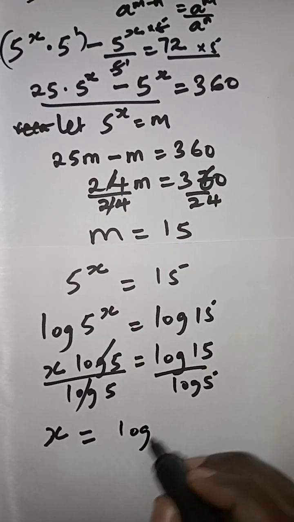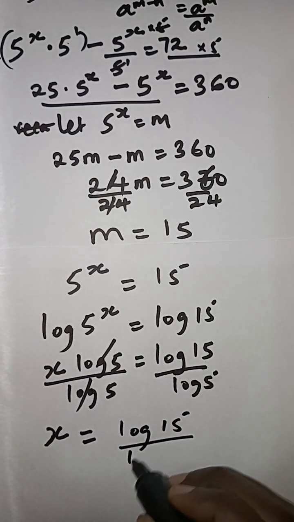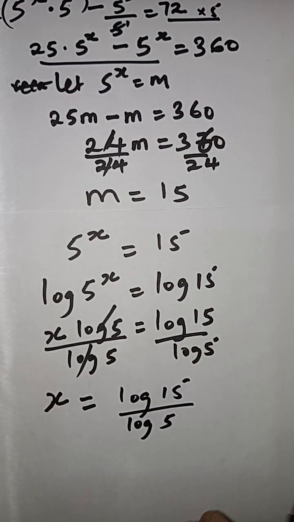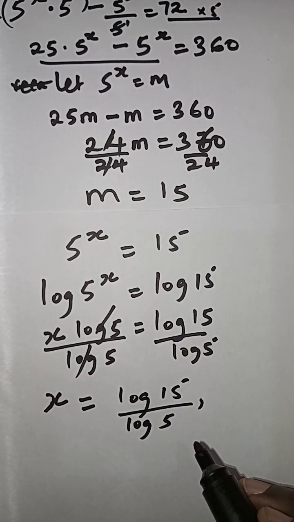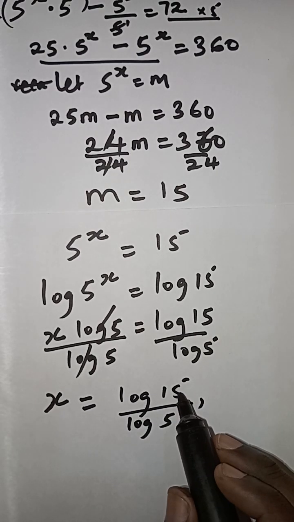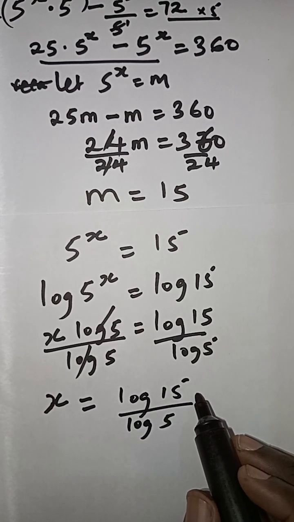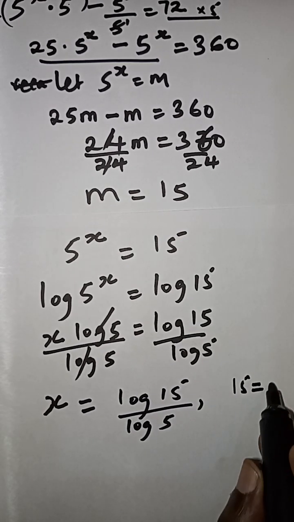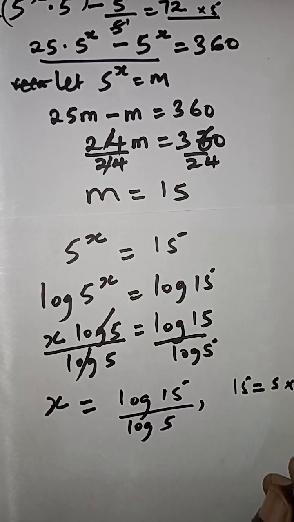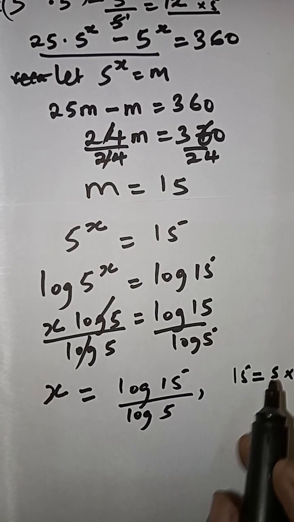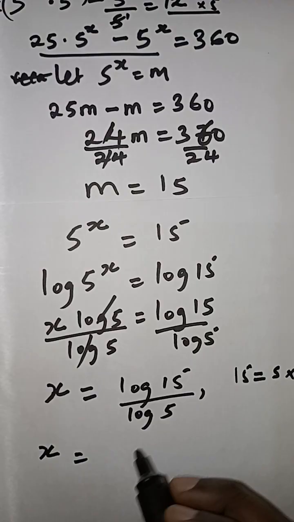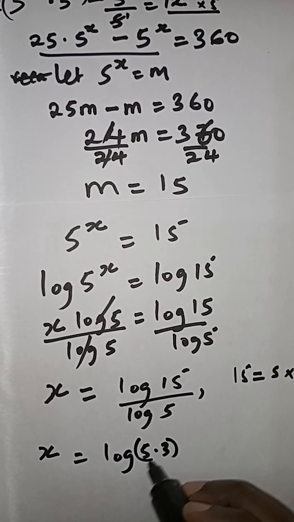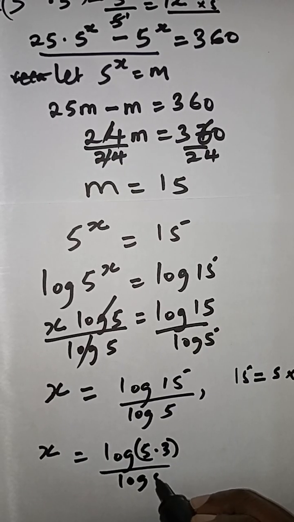log 15 divided by the log of 5. Next, I know that log 15 can be separated as a product. I can rewrite 15 as 5 multiplied by 3. So rearranging, I'm going to write x is equals to the log of 5 multiplied by 3 divided by the log of 5.